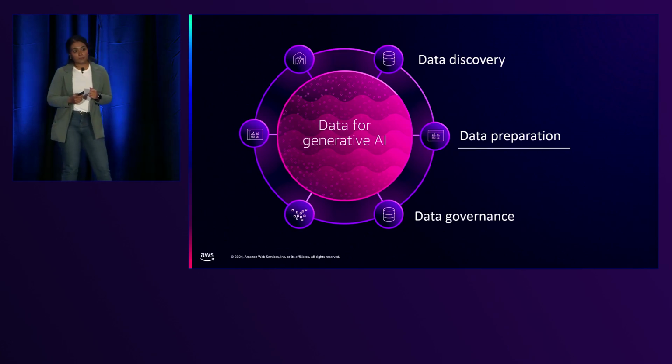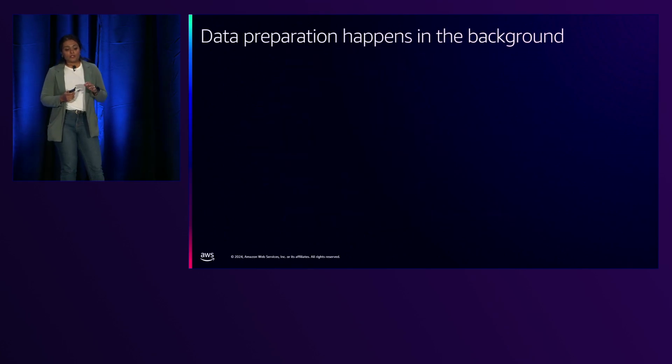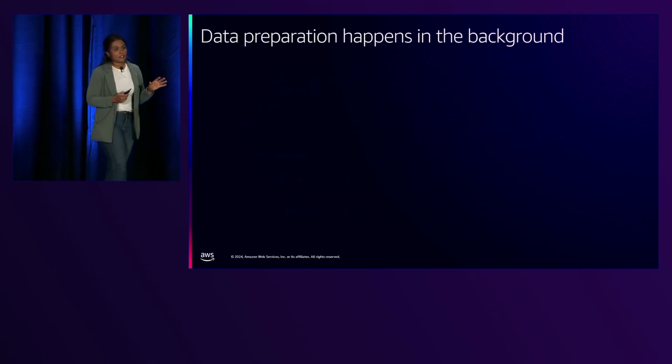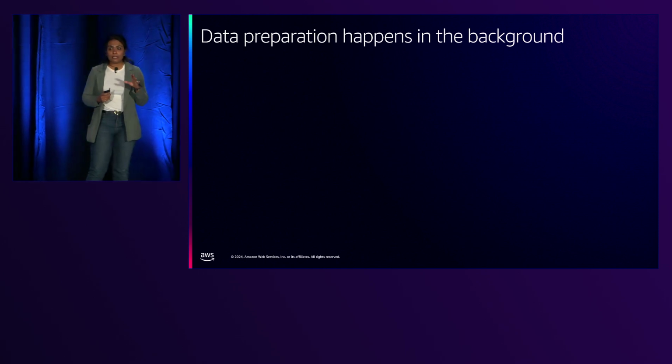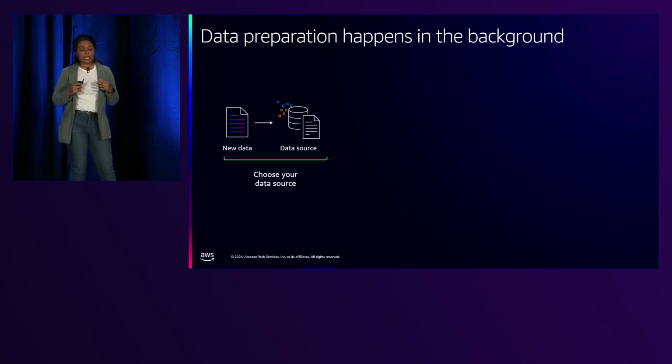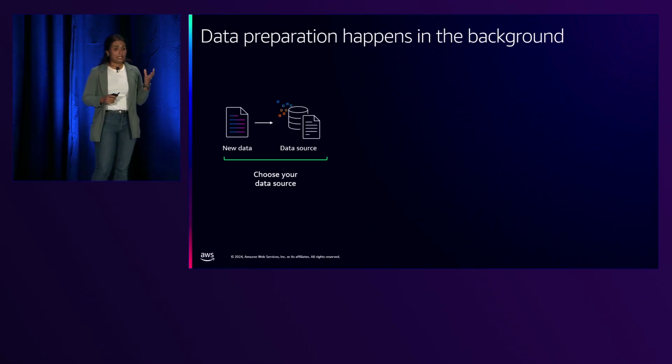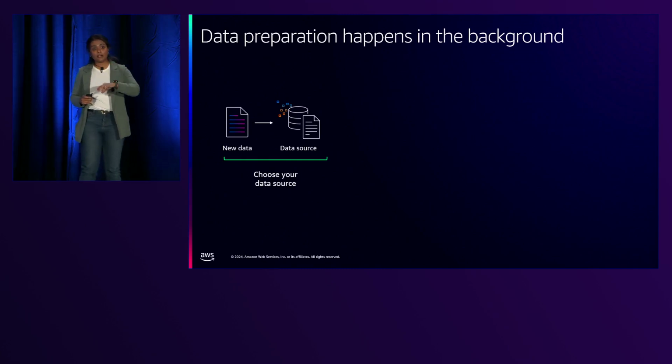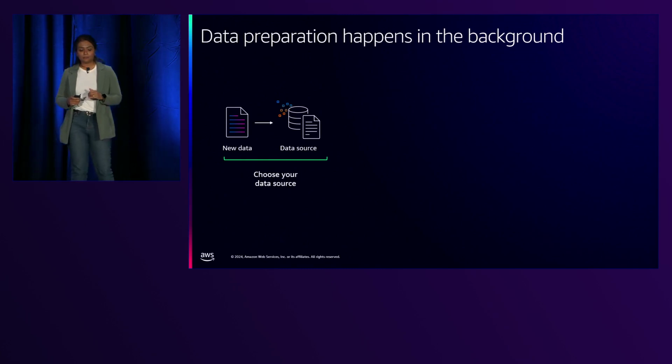Now let's talk about data preparation. All of that data that you have in Amazon S3 bucket may or may not be ready to be consumed by foundation models. We need to prepare it in the background. Again, the data preparation can vary a lot by the data format that you have in your Amazon S3 bucket. Here, we'll walk through an example of what data preparation looks like for textual data. So starting out on the left, you want to first identify your data source. So you're either bringing in new data or you're starting from an existing data lake within S3.